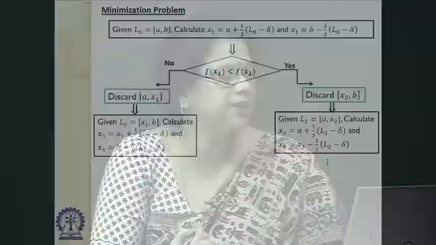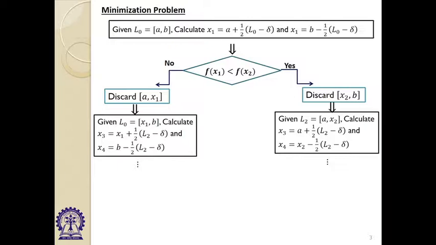I forgot to mention the other part: if f(x1) is not lesser than f(x2), that means f(x1) is greater than f(x2). That means the optimum cannot lie within a to x1. That is why we can discard that interval in the next iteration. Okay, and the new interval of uncertainty would be x1 to b. Again we will repeat the process, we will get x3 and x4. Again we will do it in this way.